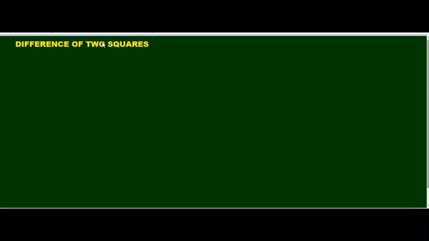You usually do difference of two squares when you're factoring polynomials and trying to find zeros, or you're factoring polynomials to divide by other polynomials and trying to find the common factors. So let's take a look at what the difference of two squares is.